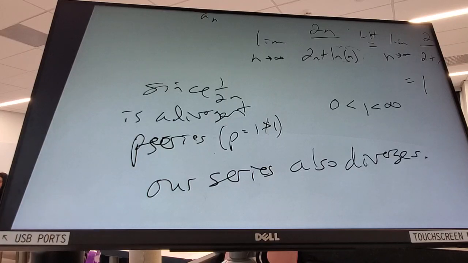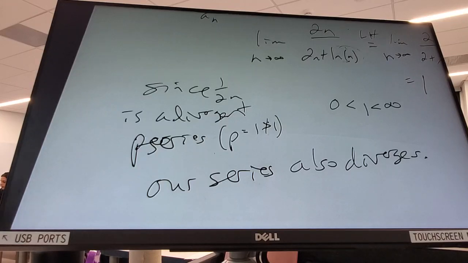So the series I pick to compare mine to, if the limit does come out to be a finite number greater than 0, less than infinity, the two do the same thing. If one converges, the other one converges. If one diverges, the other one diverges. It's almost too nice to believe. I don't know if you guys trust me.